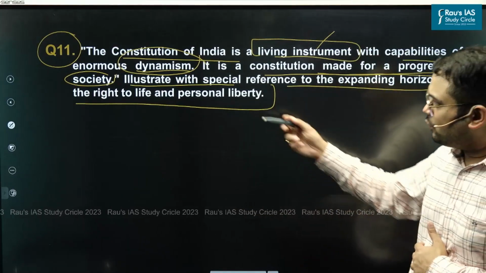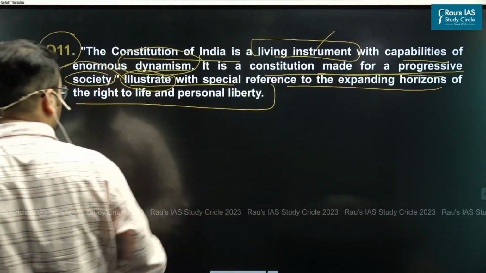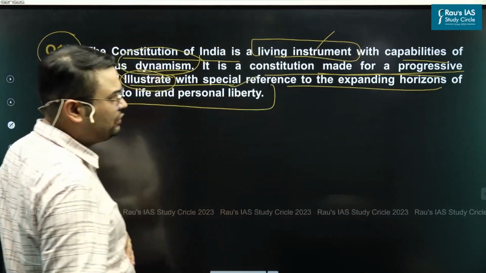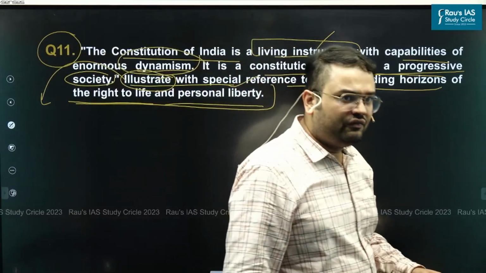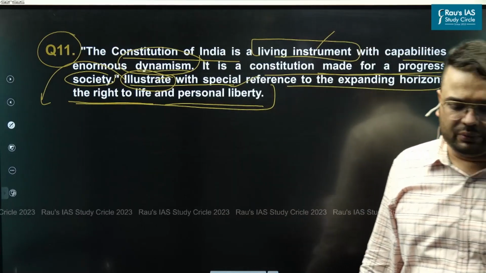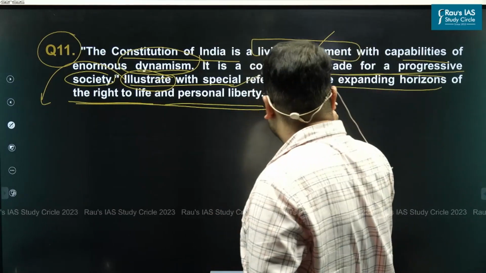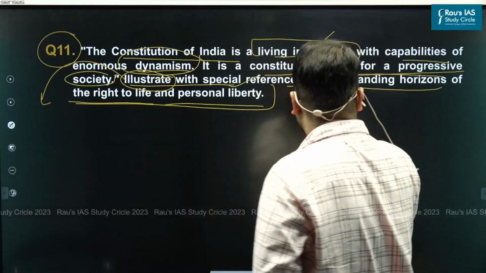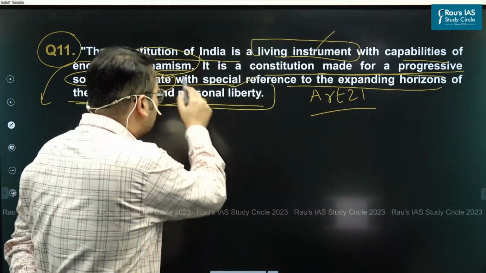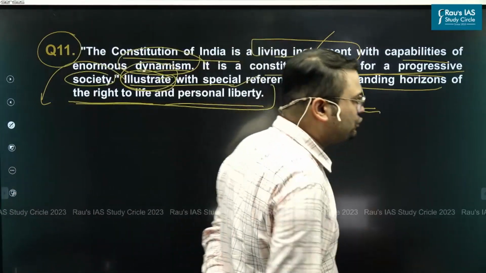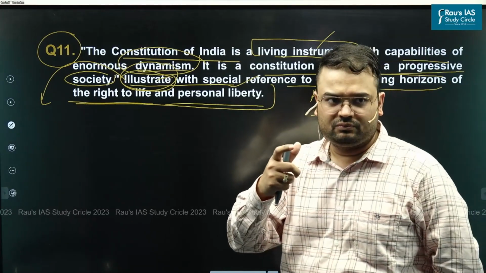What else? The question demands that we need to illustrate. Illustrate would mean that we need to give examples. With special reference to the expanding horizons of right to life and personal liberty, of course, you must be knowing it is Article 21. With context to Article 21, we need to explain this question. We need to illustrate. That would mean we need to give examples of how we see that the Indian Constitution has shown dynamism. Make sense?